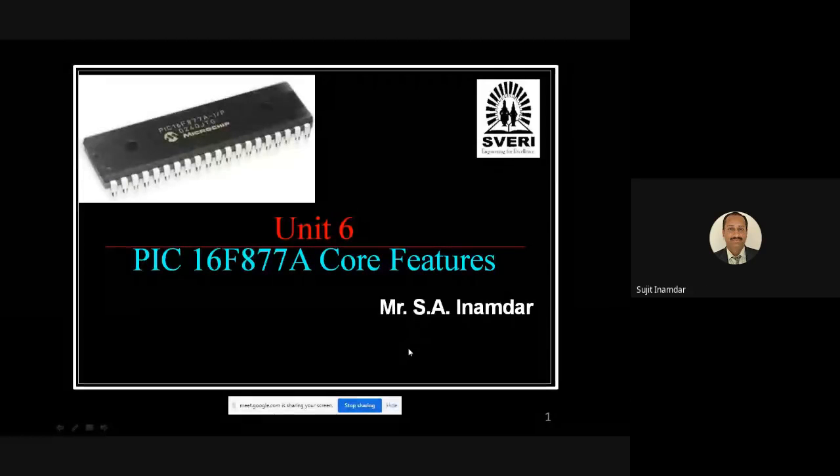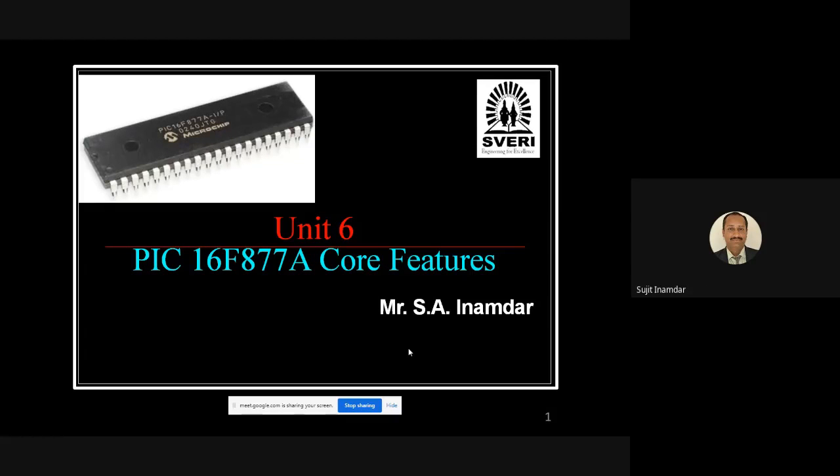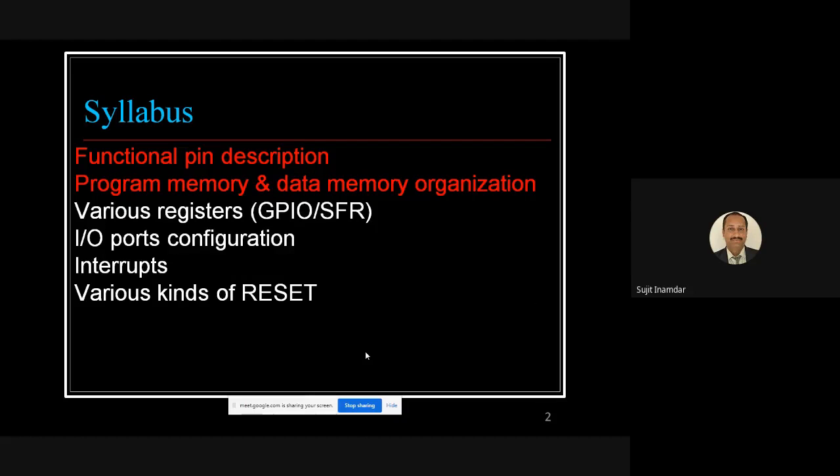Okay, so today we are going to start unit number 6, that is PIC 16F877A core features. In brief introduction, we have already discussed all the points included in this unit. Core features is nothing but the internal structure of this particular PIC. My session is going to start with the syllabus for this unit, and from that, whatever I have marked in red, we are going to try to complete today.